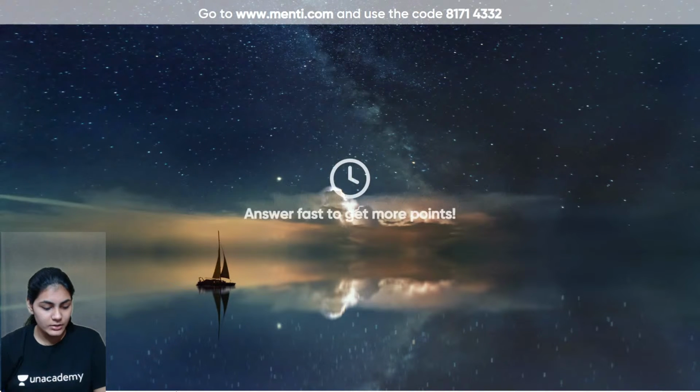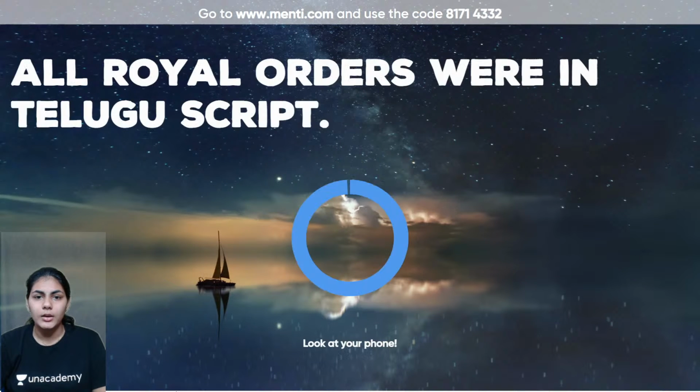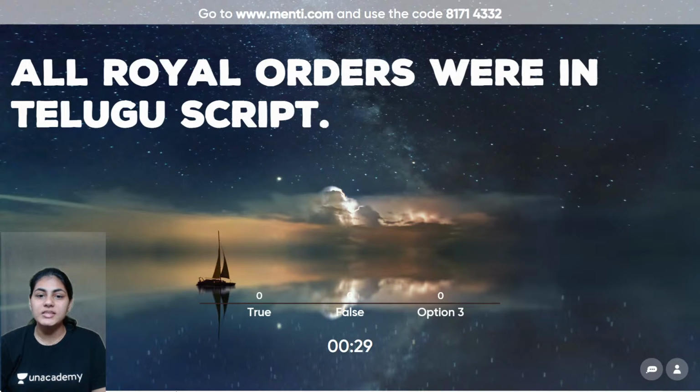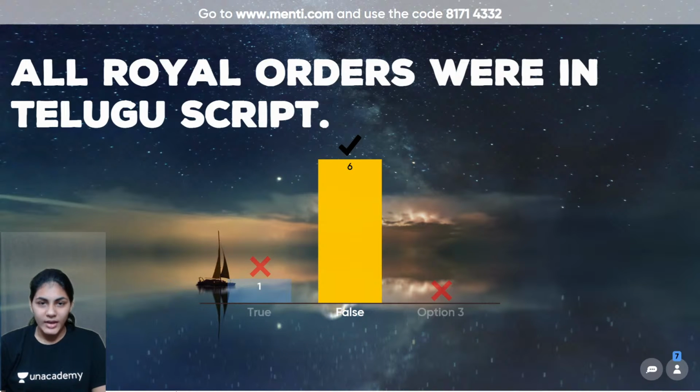Question number 27. I think this is also a true or false question. All royal orders were in Telugu script. Is the statement true or false? I'm really sorry, just ignore option 3. It's not a part of the question. Just select true or false. The question is, all royal orders were issued in Telugu script. Is it true or false? Okay, the answer is false, absolutely right. And why is it false? The reason is that all the orders were issued in Kannada script. Yeah, so that's the hack there.